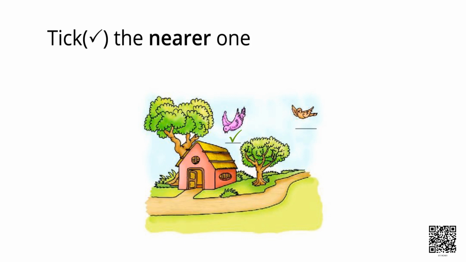Yellow, orange. Yes, it's the orange bird, not the yellow one. There is no yellow bird here. See, this is orange. Yes, ma'am. Very good. Okay, so now you know which bird is nearer to the house? Yes, the pink bird is nearer to the house.